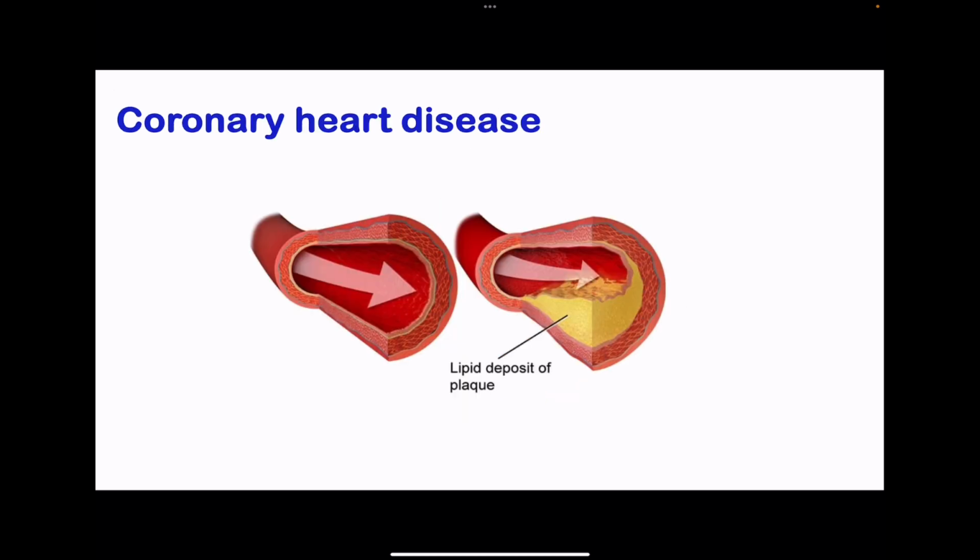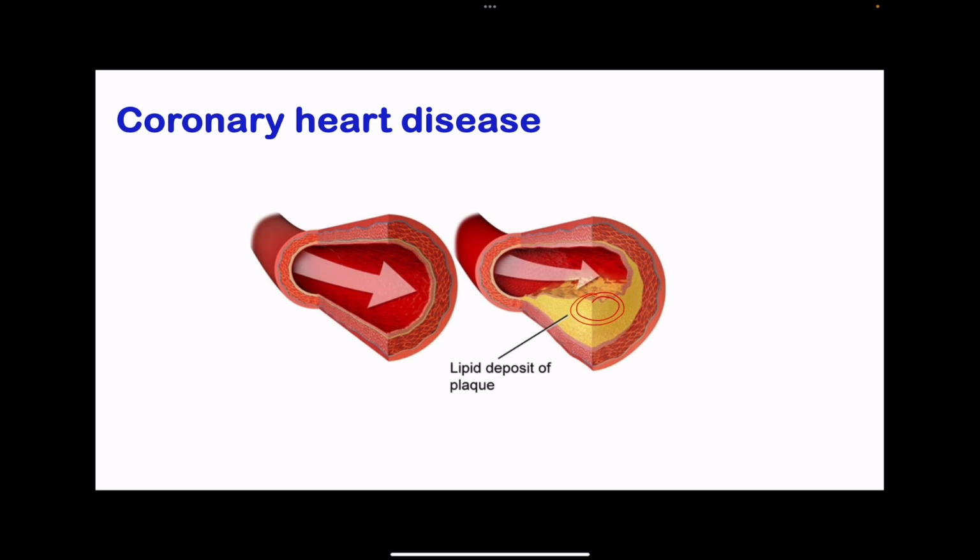Next, we go to coronary heart disease. Like we said already, the heart contains coronary arteries, and these provide oxygenated blood to the heart muscle. But the coronary arteries are very narrow. They're one of the narrowest arteries within the body, so they can easily be blocked by the buildup of fatty substances like cholesterol, as we see here.